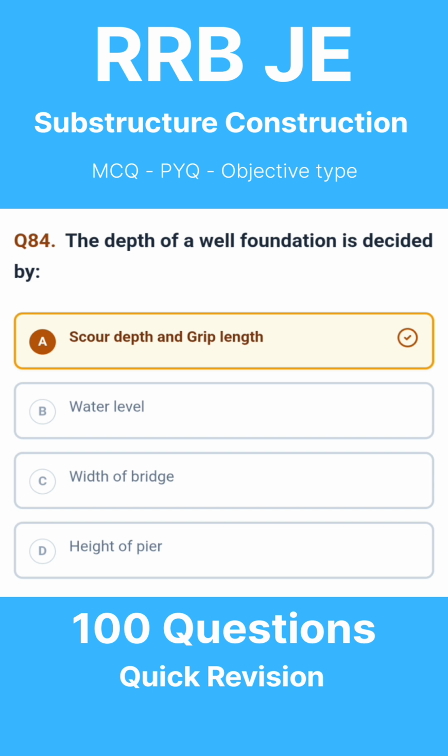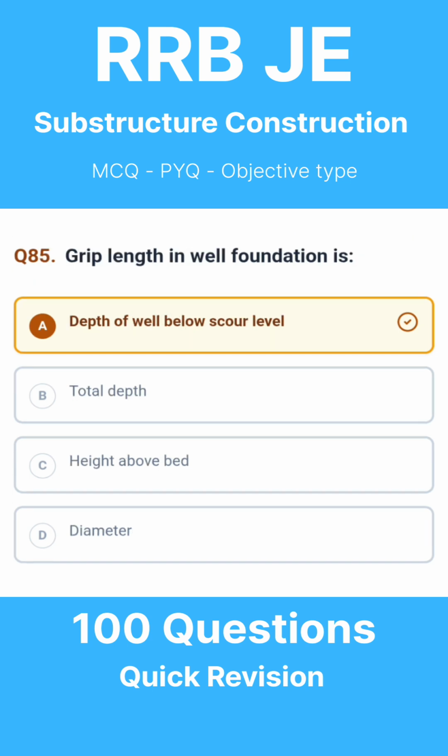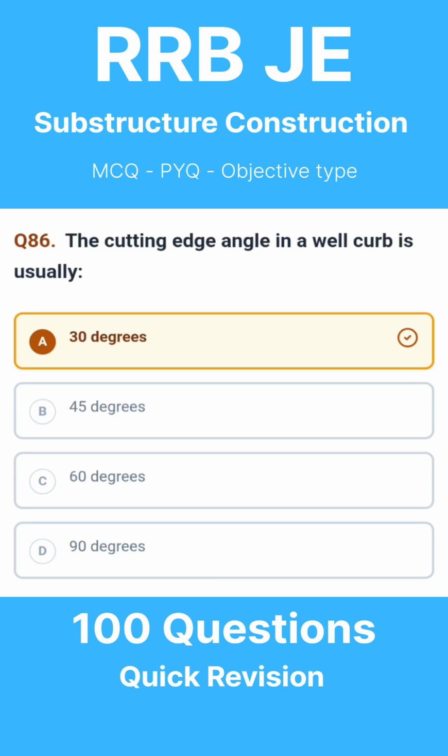Question 84. The depth of a well foundation is decided by. The correct answer is scour depth and grip length. Question 85. Grip length in well foundation is. The correct answer is depth of well below scour level. Question 86. The cutting edge angle in a well curb is usually. The correct answer is 30 degrees.